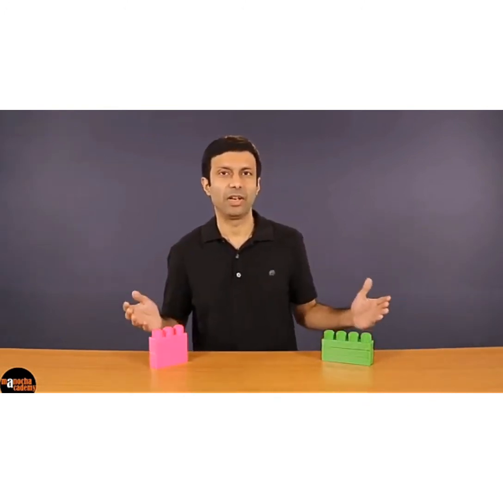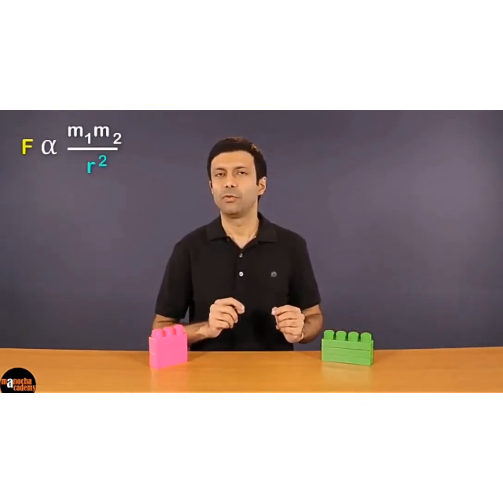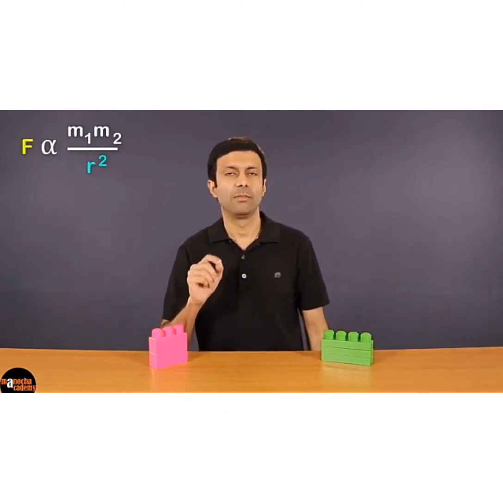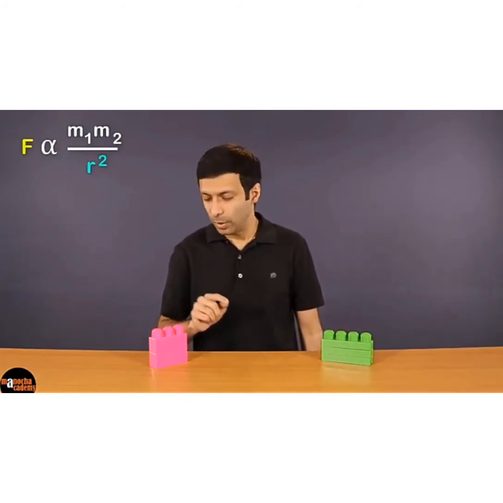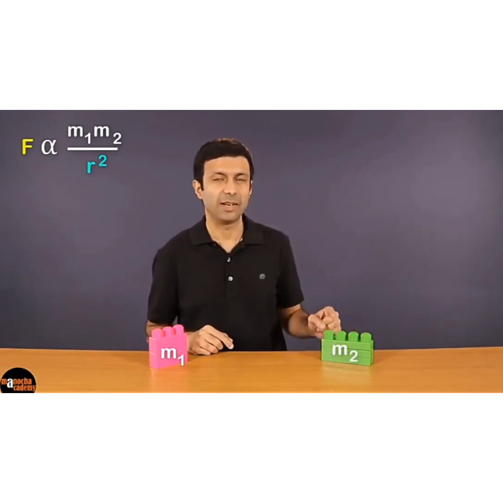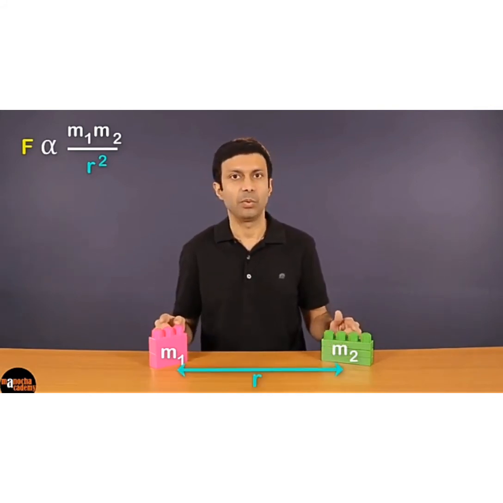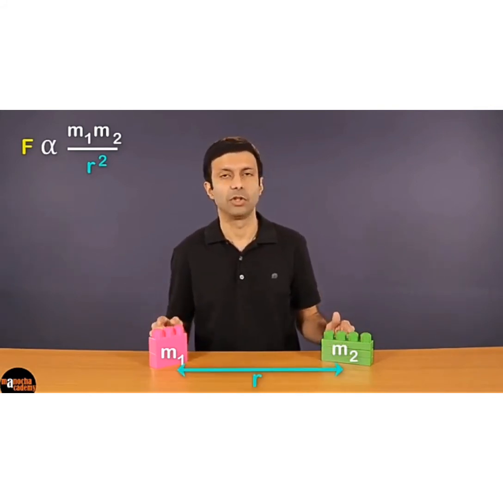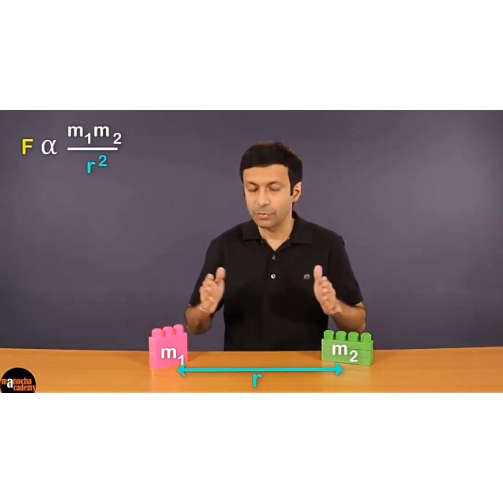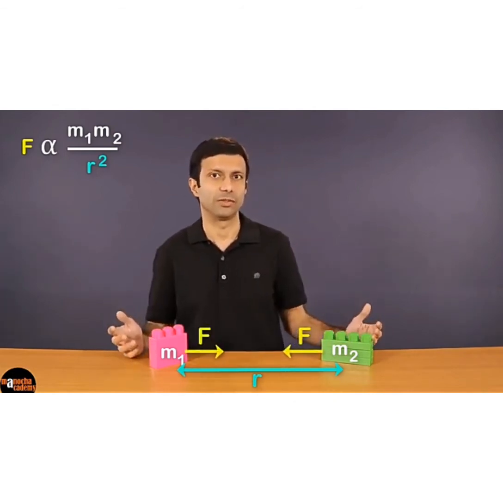If we combine the relations, gravitational force is directly proportional to m1 m2 by r square, where m1 is the mass of the first body, m2 is the mass of the second body, and r is the distance of separation between the center of masses of the 2 bodies. So if the mass or the distance of separation between the 2 bodies changes, then the force will also change.